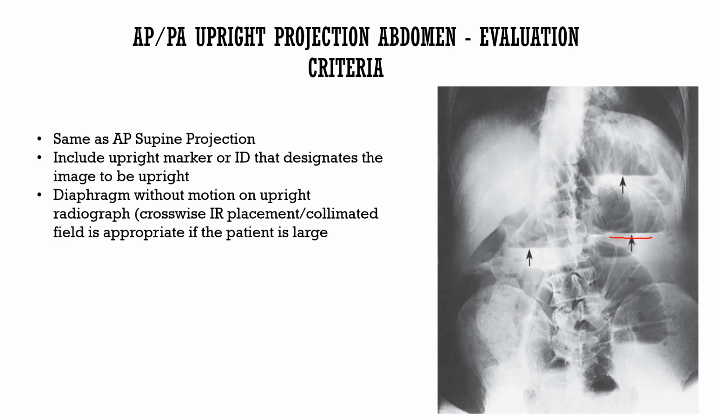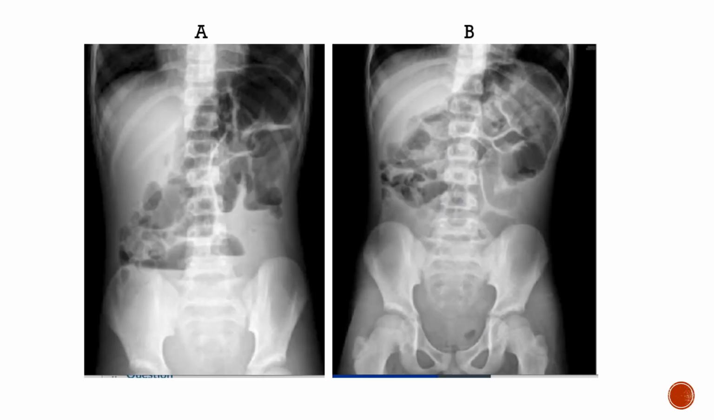We're going to see these lines on our image that are going to show that this is an upright abdomen image. Here's an image on the left-hand side versus an image on the right-hand side of a child. And we can see, if we're looking at the lines on this image, such as these lines going across here, that image A is the upright image, B is the supine image.